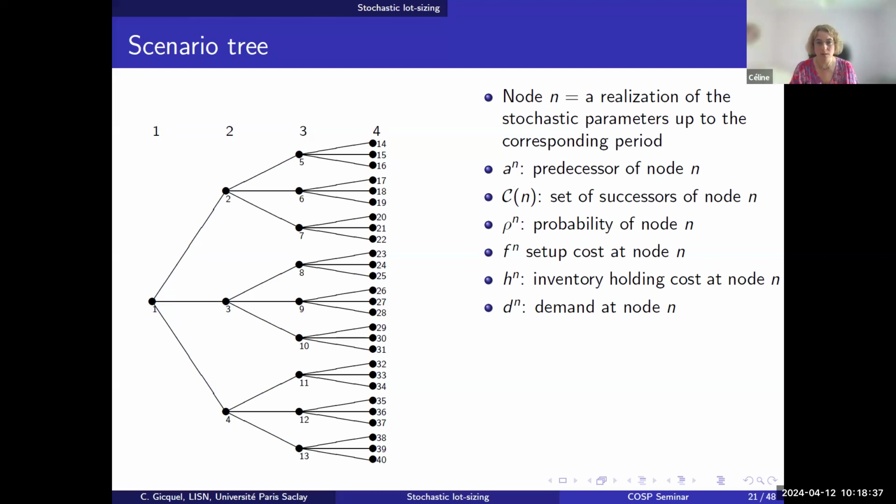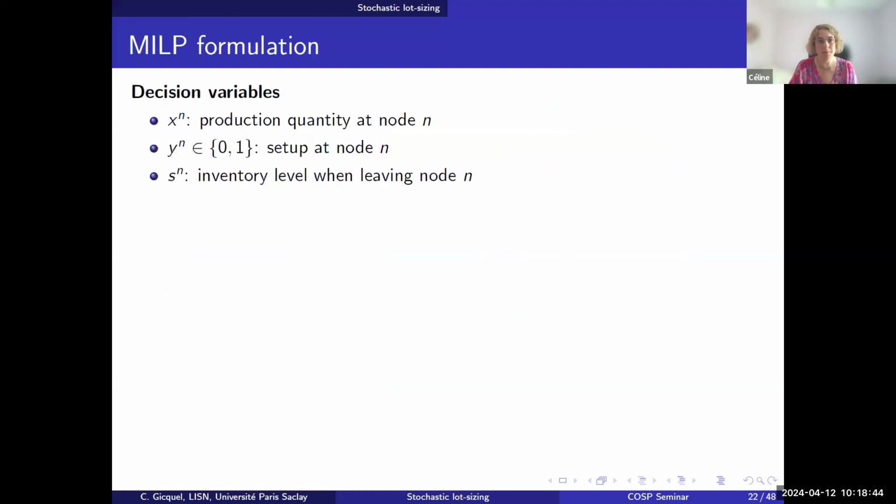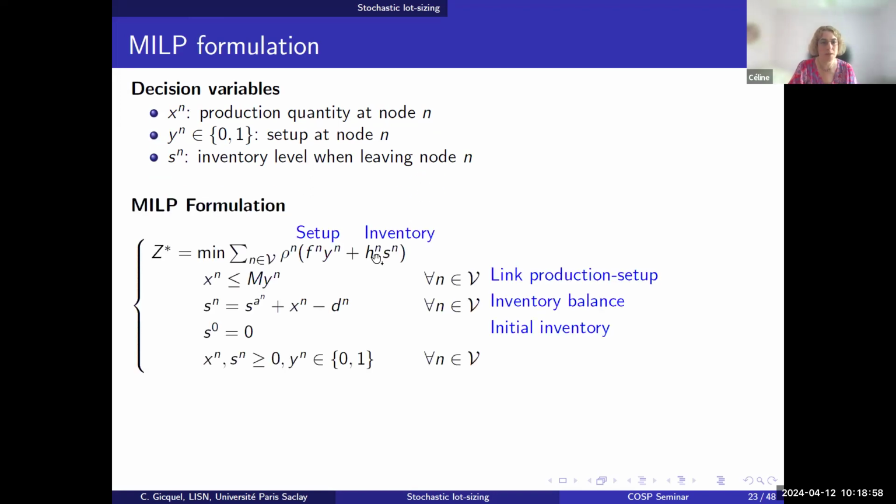So given this modeling of the uncertainty, we can come up with a formulation of our stochastic problem as an MILP, using the same decision variables as before, but indexing them by the node rather than by the period. So we'll have production, inventory level at node n, and setup at node n.